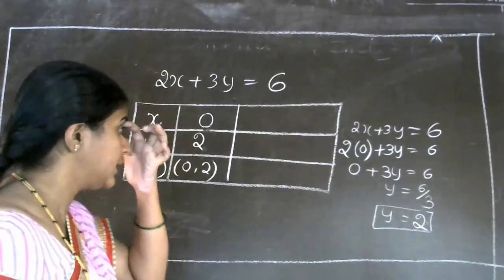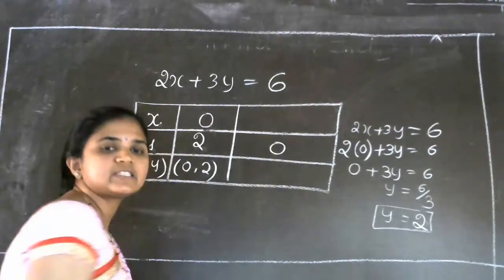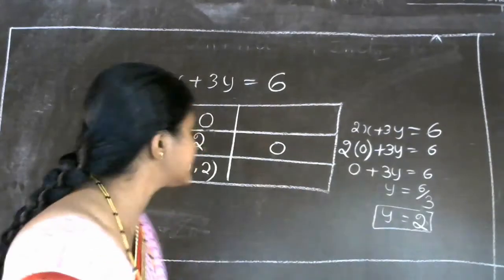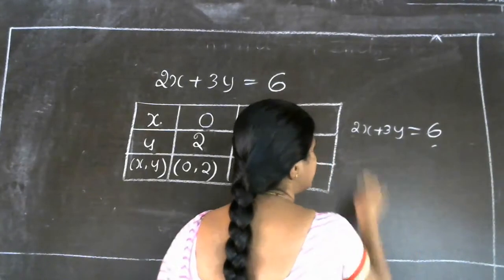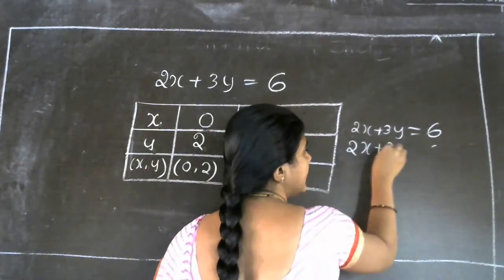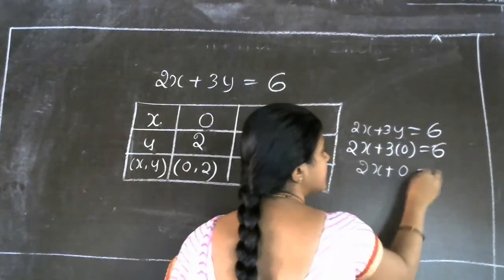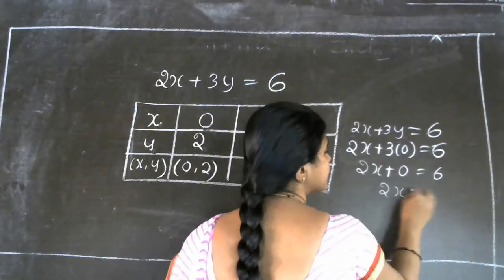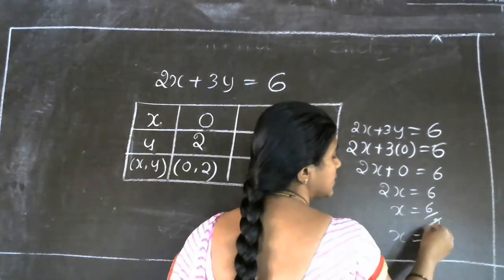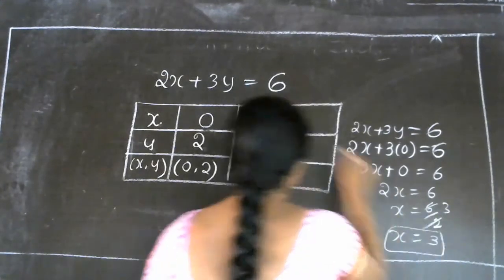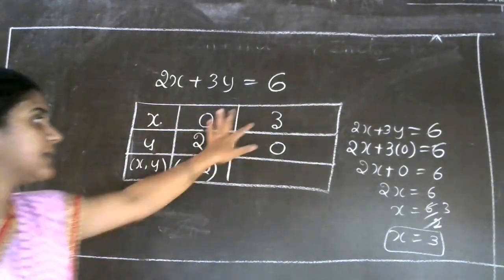Another value: can we take y is equal to 0 now? So we will substitute y is equal to 0, then what is the value of x? We will check here in this equation only. Take x as it is. 3 into 0 is 0, so 2x plus 0 is equal to 6. So 2x is equal to 6, x is equal to 6 divided by 2, so x is equal to 3.